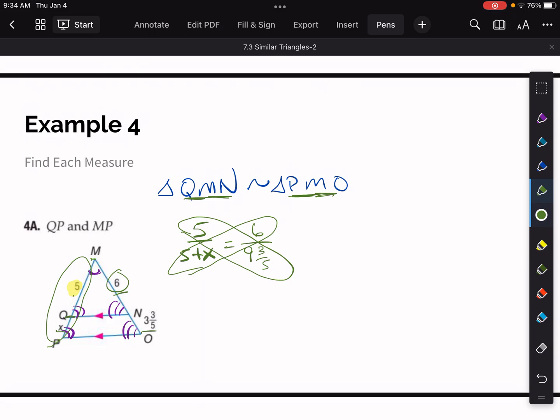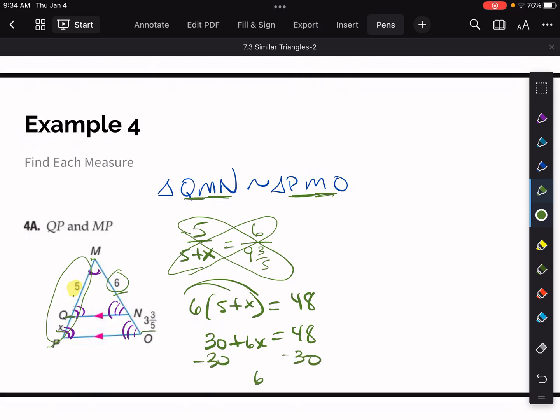If we cross multiply here, we have 6 times 5 plus x equal to 9 3/5 times 5. A quick calculation on a calculator gives me 48. When I simplify this, I'd have 30 plus 6x by distributing, equals 48. Move my 30 to the other side by subtracting. I get 6x is equal to 18, therefore x is equal to 3.